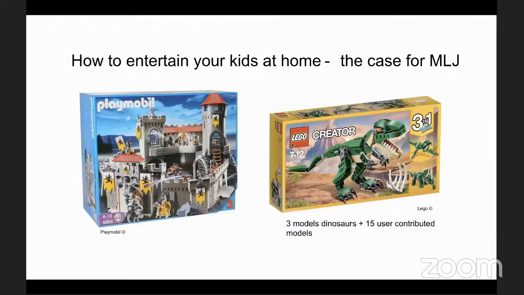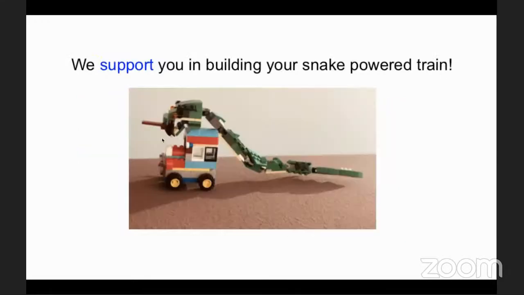So maybe you can find a Playmobil set that allows you to play with a train or play with a snake, but what you really wanted was to make a snake-powered train, yeah? And that you can do with Lego. And that's sort of the idea with MLJ. It gives you flexibility to really do whatever it is that you want. You're not stuck with the tools as they come.